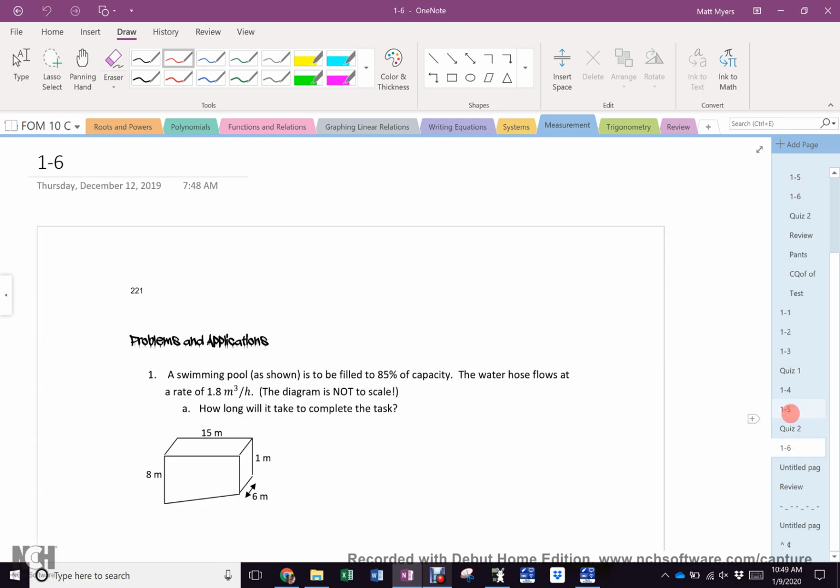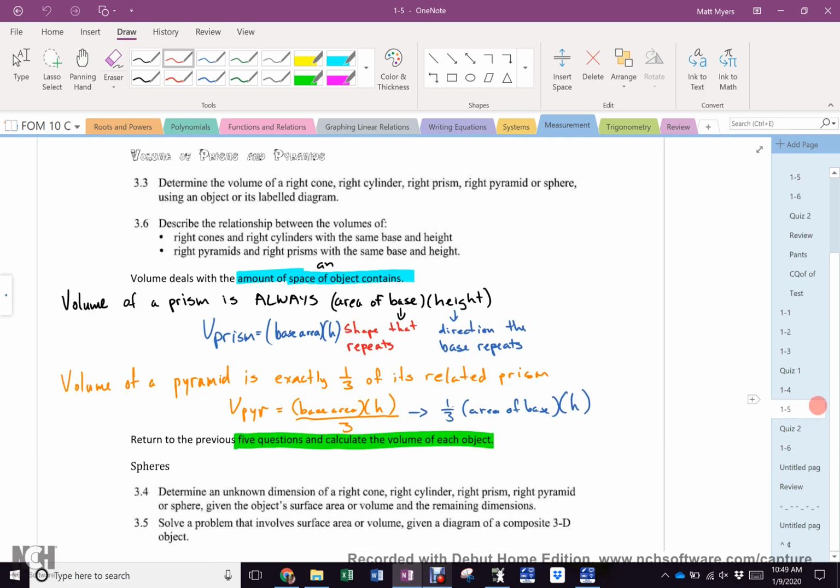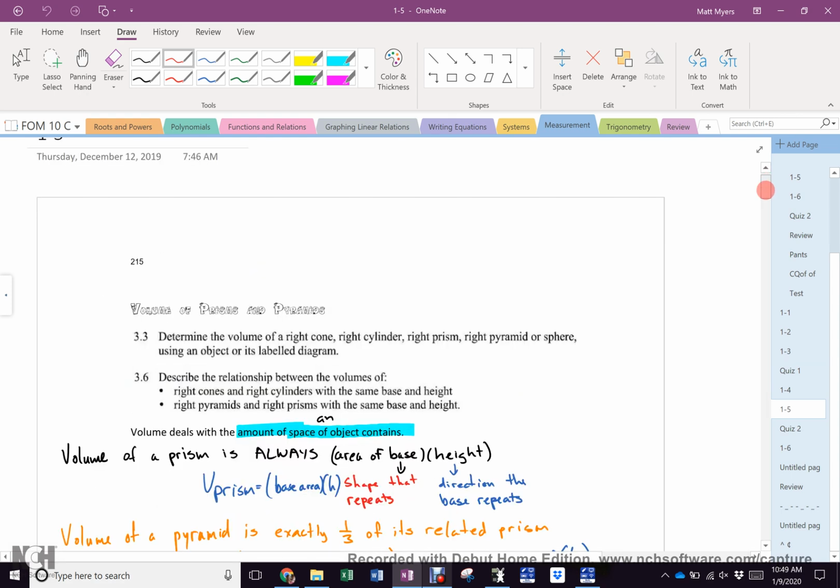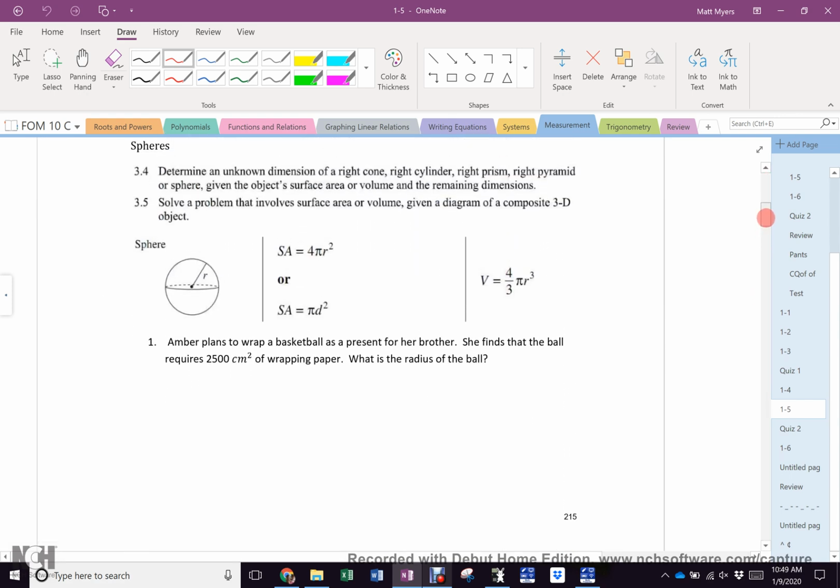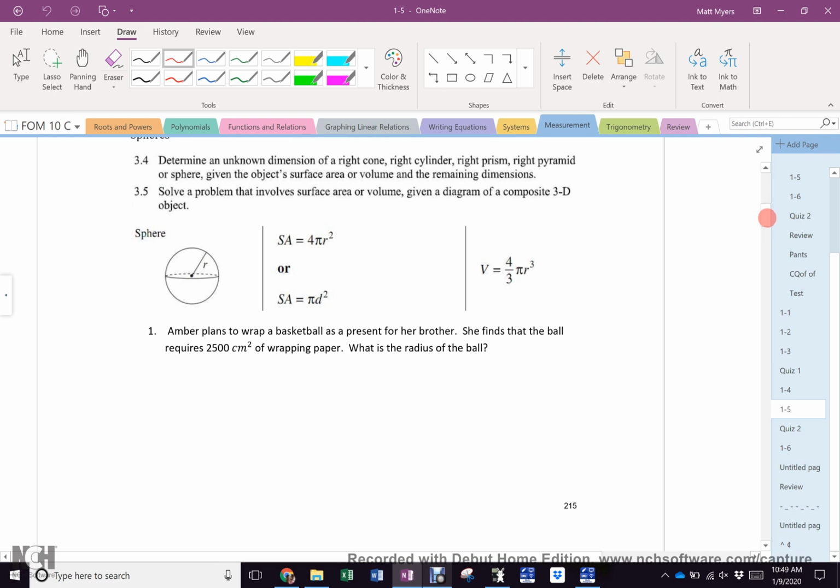What are we on? We are on spheres, are we not? Which is page 215. Now, spheres, ladies and gentlemen, there's no way to draw them, right? Because all a sphere is a single circle spun around infinitely, right? There's no way to draw it out flat. Because if you squish down a sphere, what do you get? A circle. So you can't draw it.